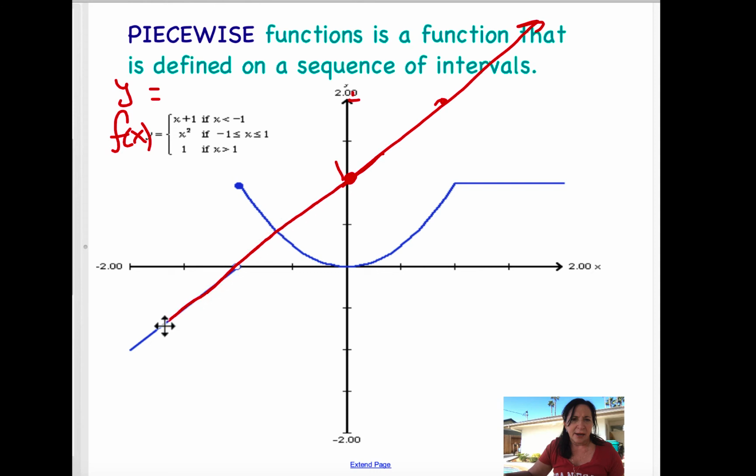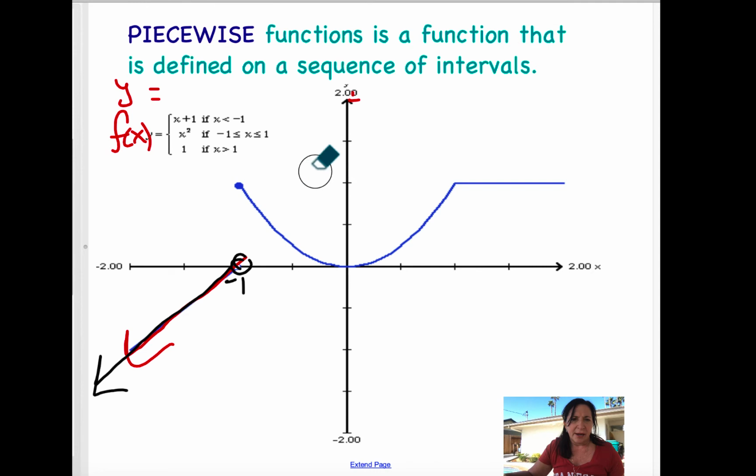Normally, this is what my line would look like. Well, what this is saying is that x is less than -1. So at -1, which is right here, it doesn't have a value because it says it's less than, okay? And so what that means is any value less than -1. So this, yes, can keep going. However, anything to the right of that does not exist. So that's just gone.